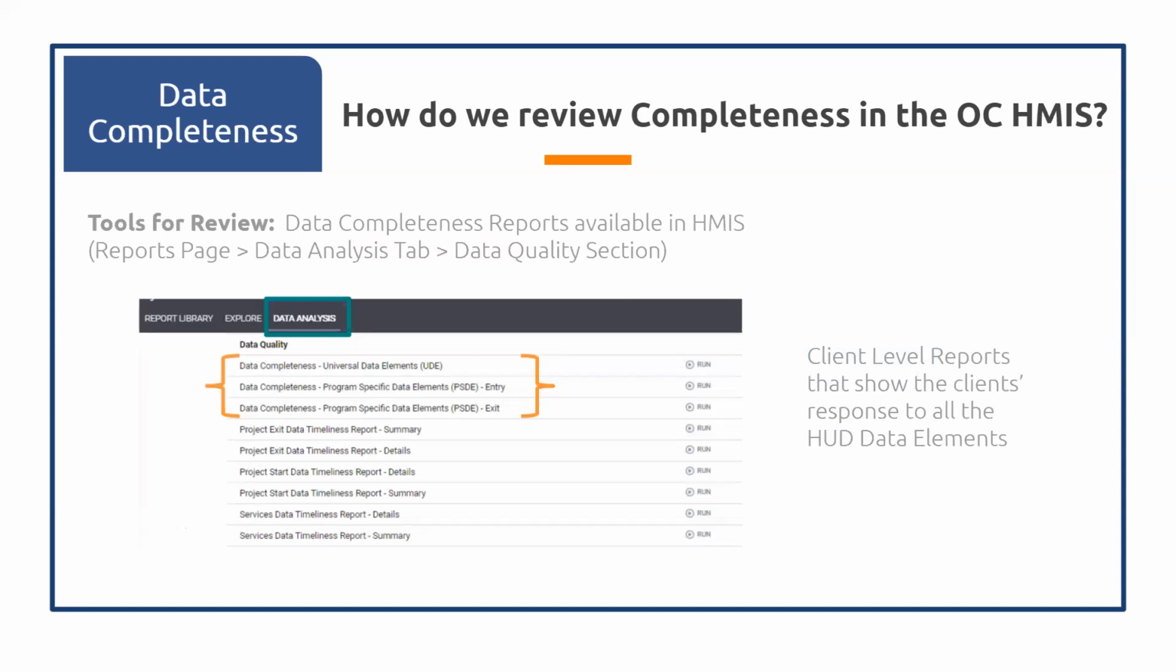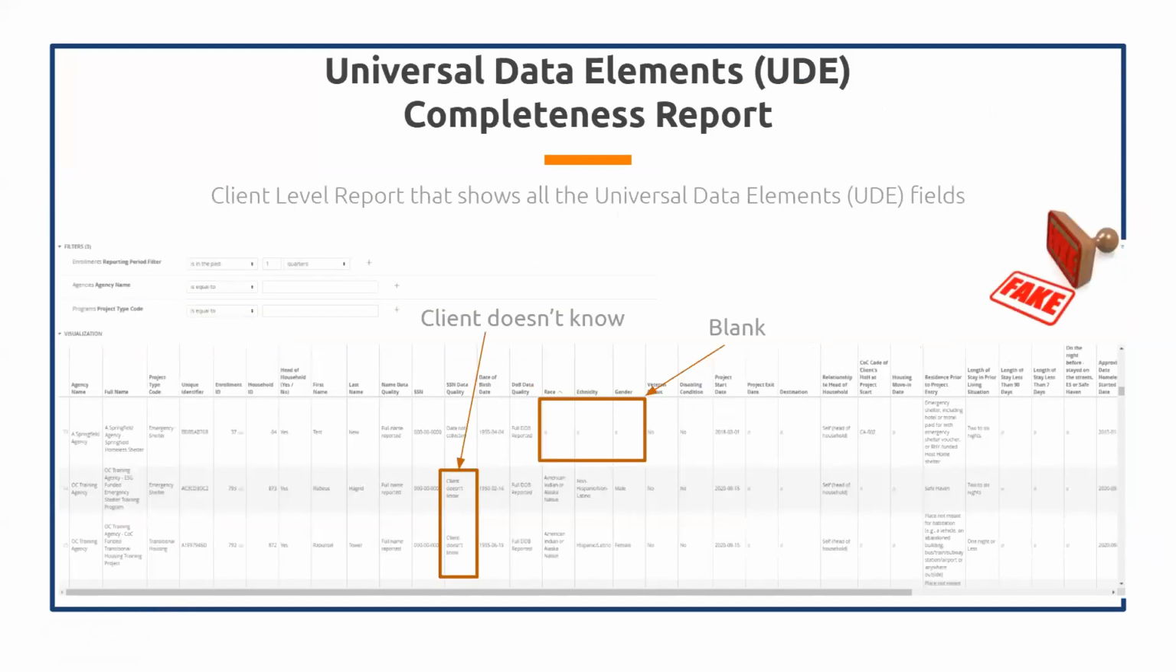Your agency may have a process in place and specific reports that you run, which is great. We would like to recommend that you add these data completeness reports to your process to run on a monthly basis. These are client level data where you can review within 3 data elements: the universal data element and the project specific data element at entry and exit. These reports are located in the data analysis tab, and you can locate them under the category data quality.